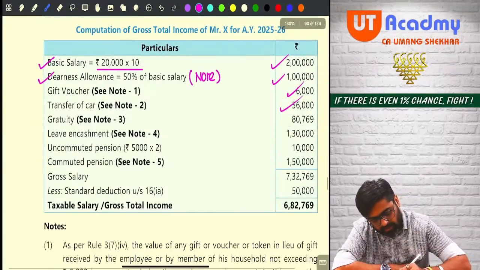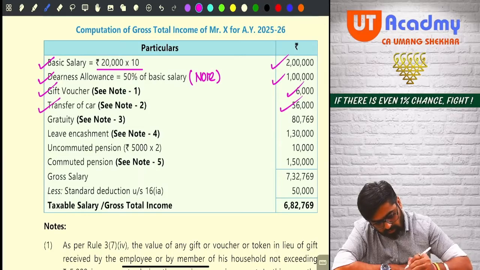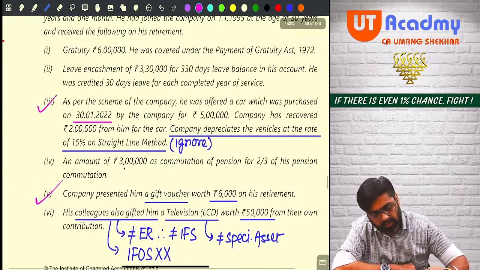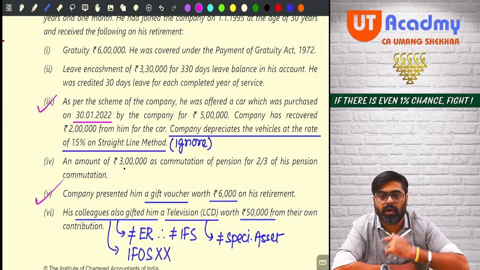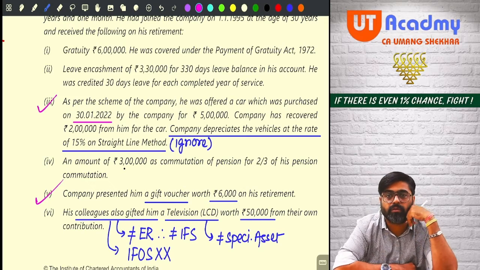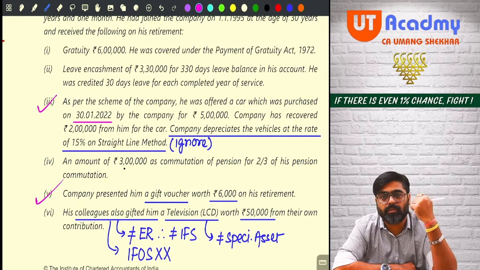Now please pay attention. We'll go to the next part. Gift voucher done. Now the transfer of car is also done. Now on retirement he is getting gratuity also. Is he covered by POGA? Yes. A non-government employee receiving gratuity, and he is covered by POGA also. Will his gratuity be exempt? The answer is yes.